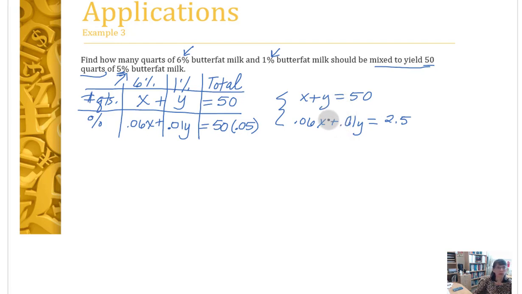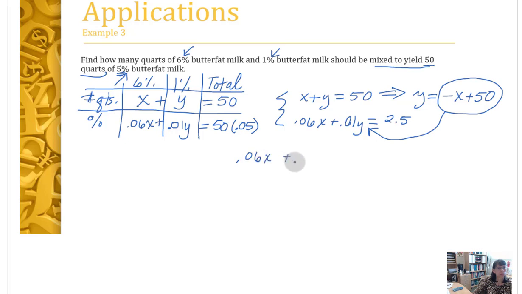Now, it looks like substitution would be a quick method, so I'm going to rewrite that first equation in terms of y. So that means I'm subtracting x from each side of that equation. Negative x plus 50 will be on the right. So I now have a substitution. Instead of y, I'm going to substitute negative x plus 50 into that second equation. With that substitution, 0.06x plus 0.01 times the new value of y, that's our negative x plus 50, equals 2.5. Remember, 2.5 came from multiplying 50 quarts times the 5% mixture.